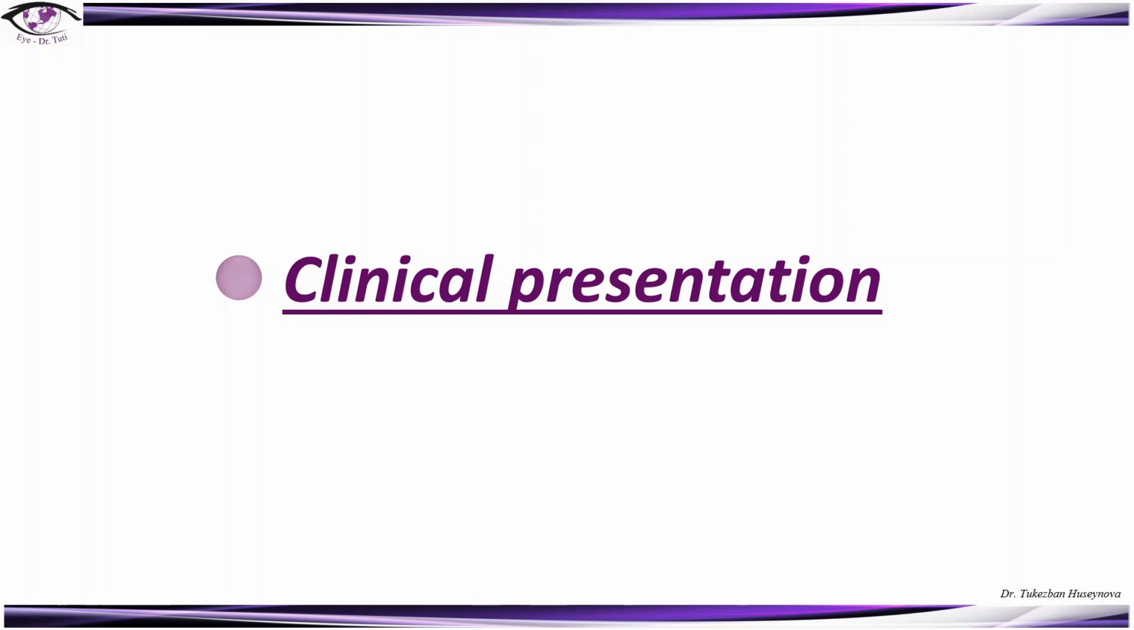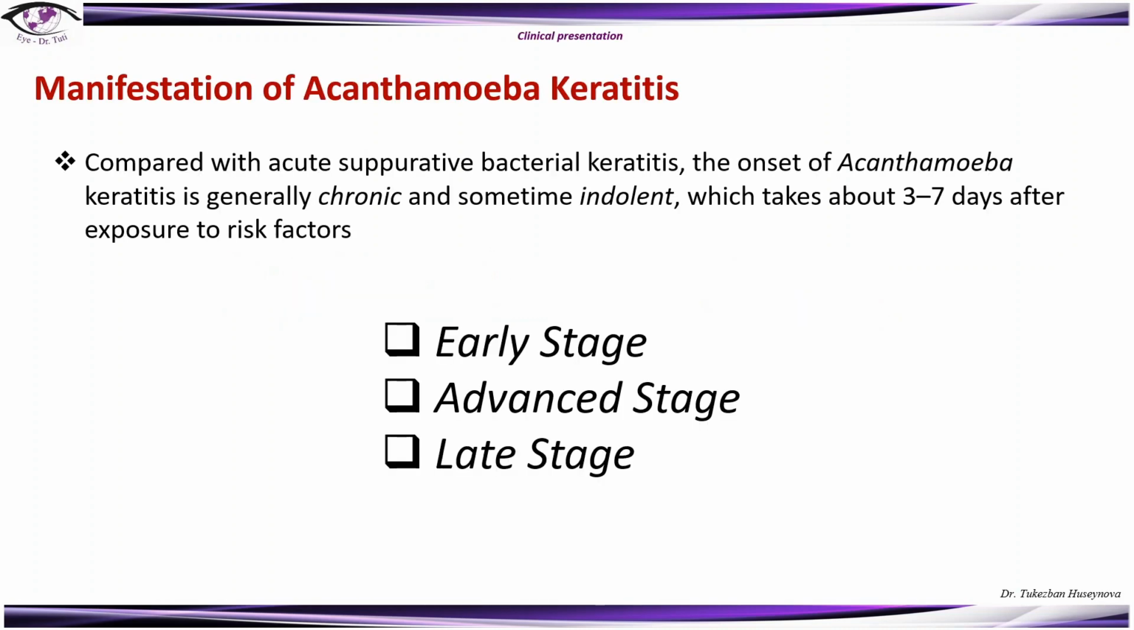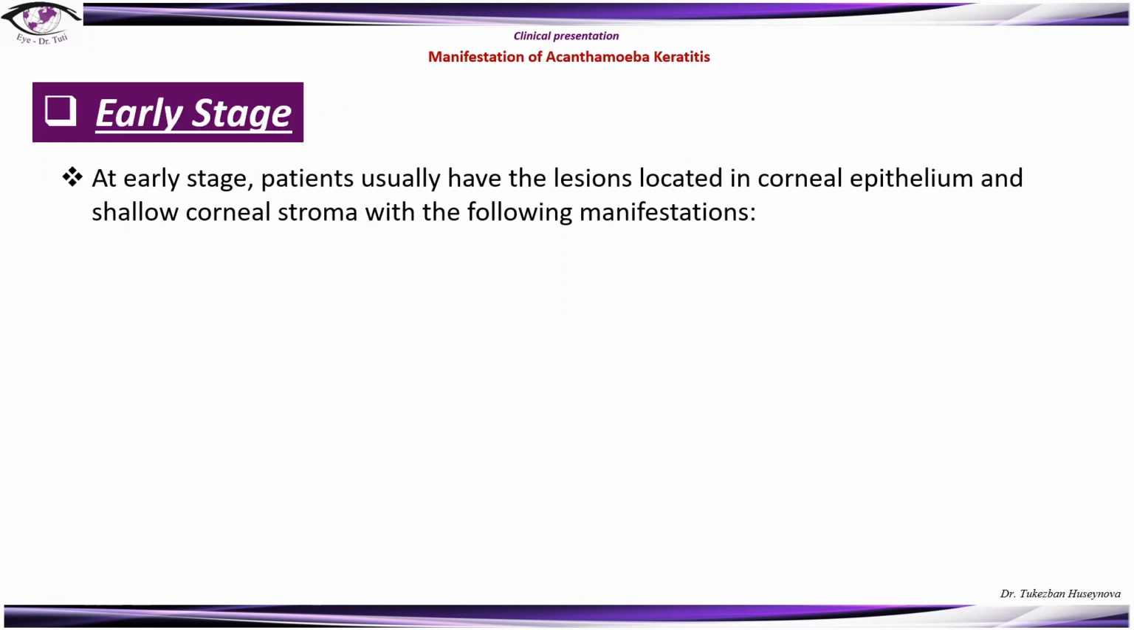Clinical presentation. Manifestation of Acanthamoeba keratitis. Compared with acute suppurative bacterial keratitis, the onset of this disease is sometimes indolent and mostly chronic, which takes about 3 to 7 days after exposure to risk factors. There are early stage, advanced stage, and late stage of this disease.